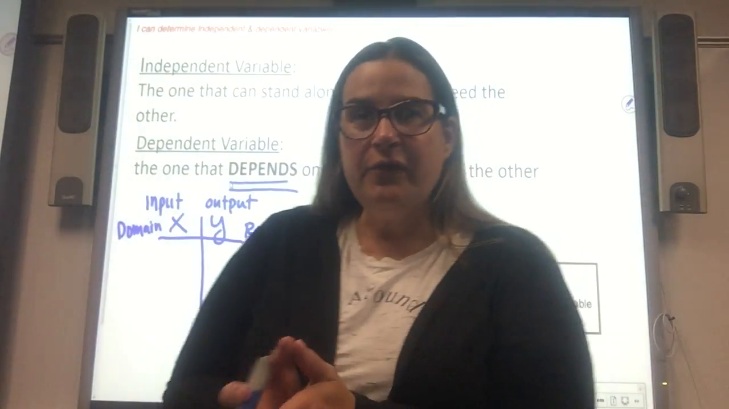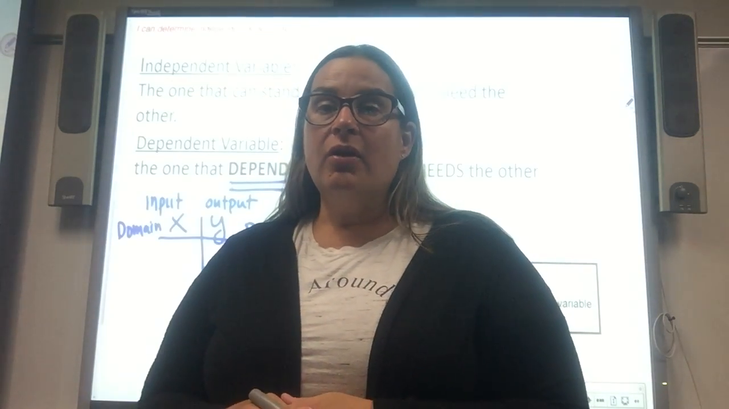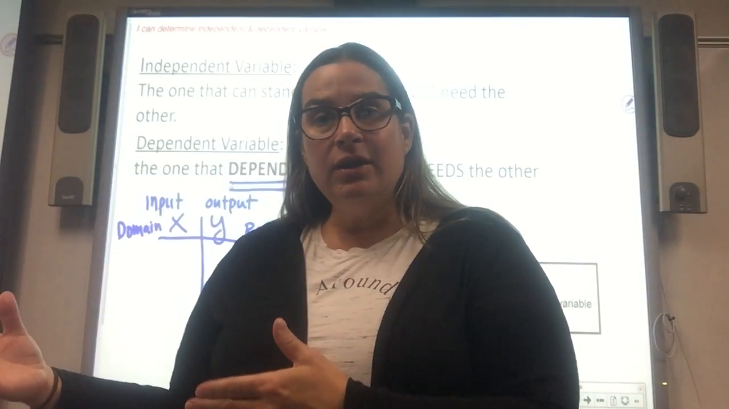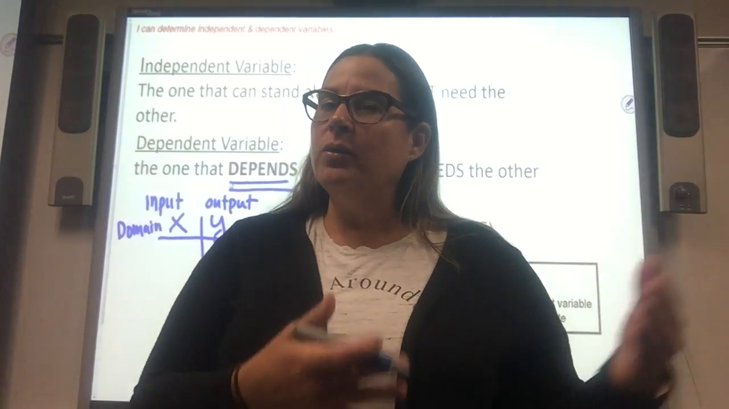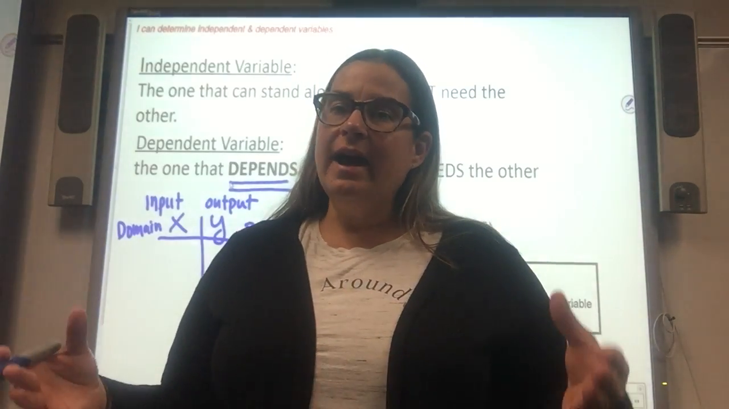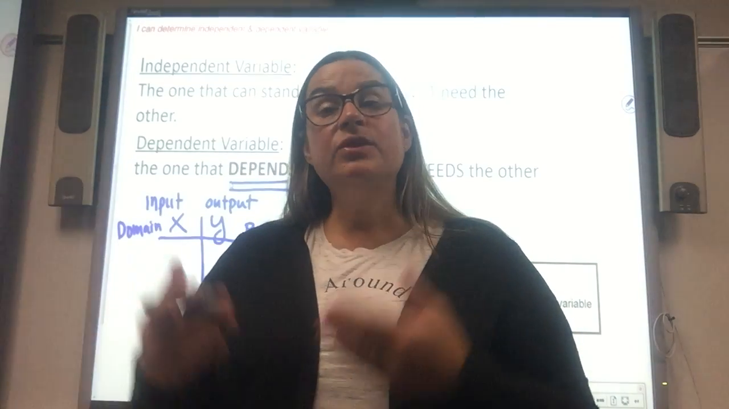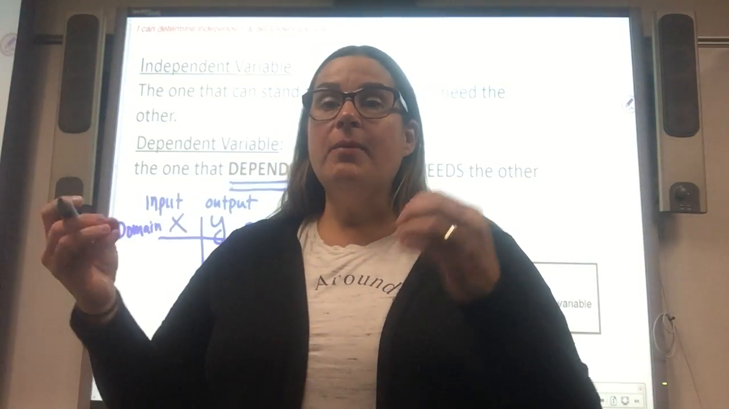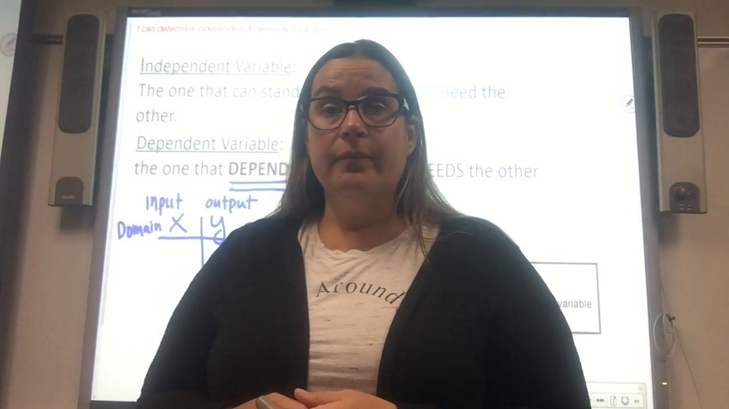For example, if you babysit or you mow lawns or you do some sort of job, all right, your wage depends on how many hours you work. So in that example, the number of hours you work is your independent variable. The amount of money you earn is your dependent variable, okay?